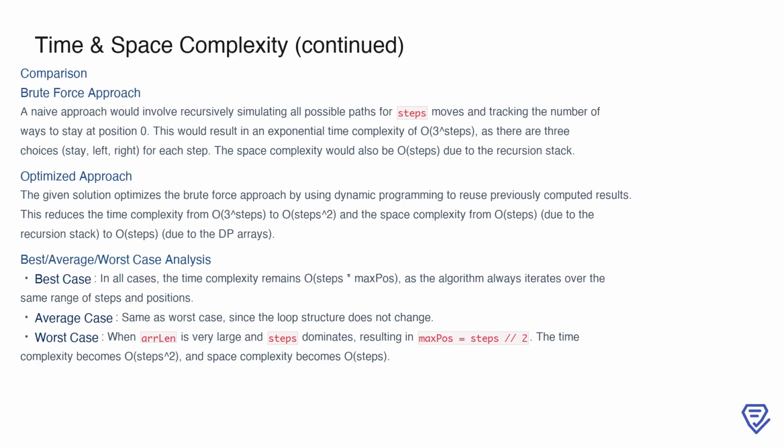In contrast, the optimized solution uses dynamic programming to avoid redundant computations by reusing previously calculated results. This reduces the time complexity from O(3^steps) to O(steps^2), and the space complexity stays at O(steps), thanks to the use of iterative dp arrays. Whether we consider the best, average, or worst-case scenarios, the optimized approach maintains a time complexity of O(steps * MaxPos). In the worst case, when arrLen is very large and steps dominates, MaxPos becomes steps // 2, leading to a final time complexity of O(steps^2), and a space complexity of O(steps).